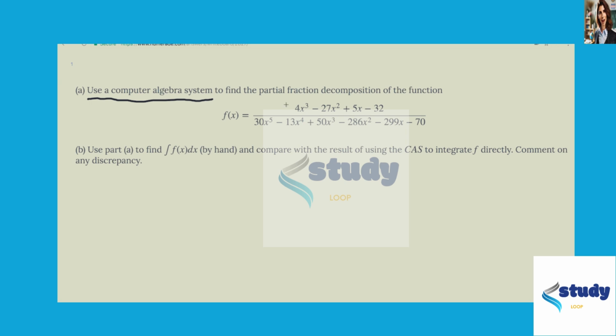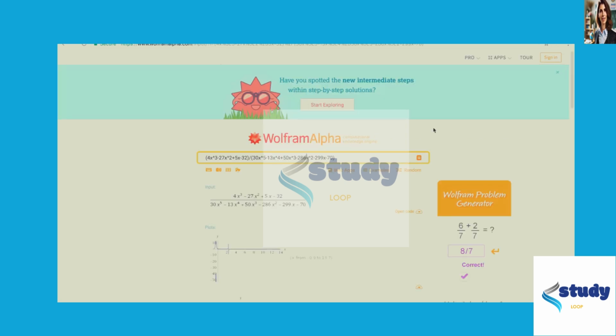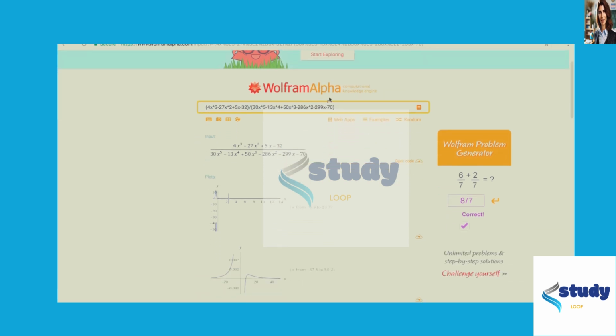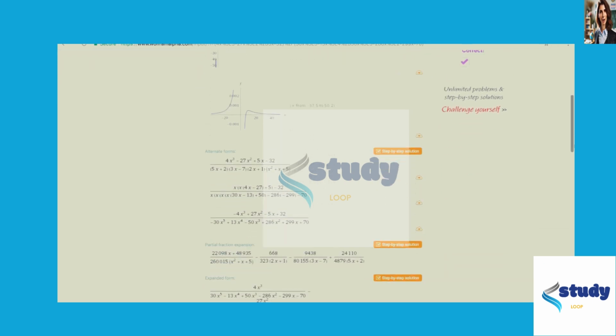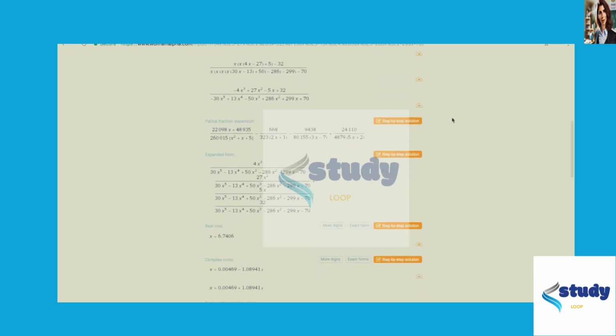So for part A, let's use a computer algebra system to find the partial fraction decomposition. I'll insert this fraction into a computer algebra system. Here's Wolfram Alpha. We input the fraction, and then if we scroll down, we see a partial fraction decomposition that's highlighted here. Let's go ahead and write all this on the whiteboard.